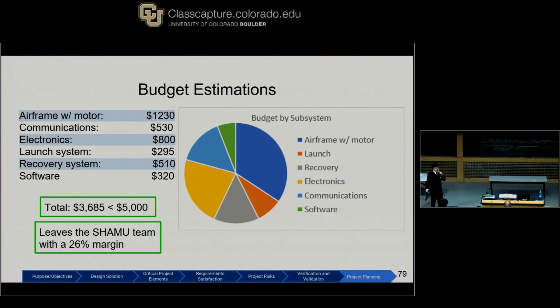This is our budget. Most of our money is going into the airframe and electronics. And after tallying up all of our subsystem budgets, we come out to a little less than $3,700, which gives us a 26% margin in our budget.